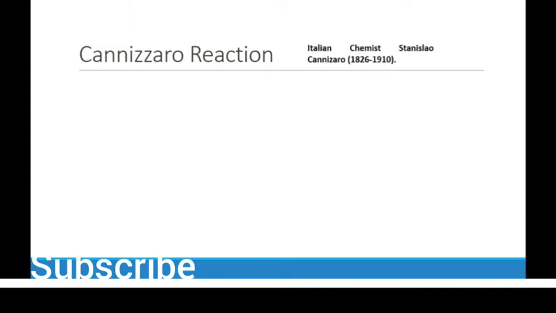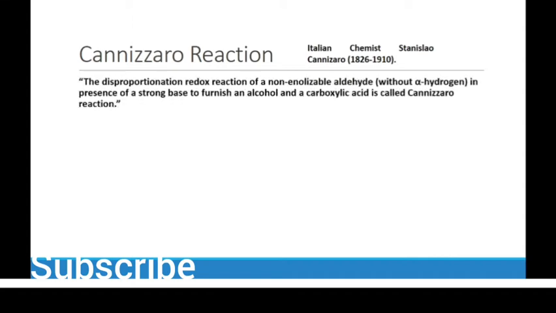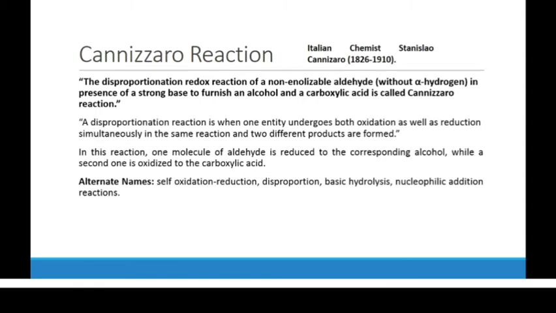So let's start. An Italian chemist discovered this technique, which is the Cannizzaro reaction. It is a disproportionation reaction, a redox reaction of a non-enolizable aldehyde without alpha hydrogen in the presence of a strong base to furnish an alcohol and a carboxylic acid. This is called the Cannizzaro reaction. Now we have to know what a disproportionation reaction is.